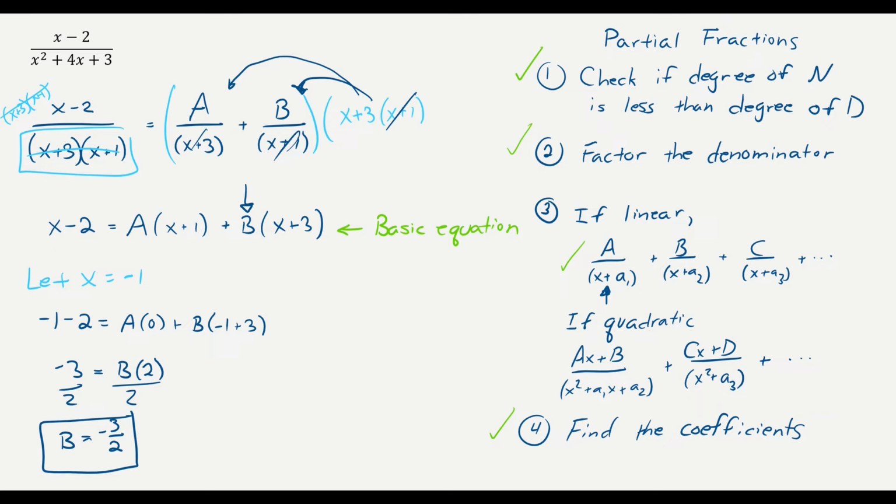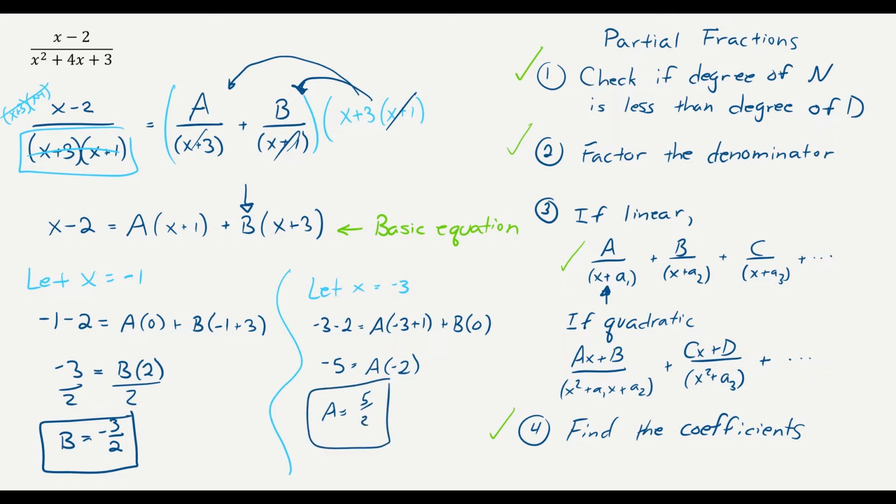Now I go through a second time, and I let x equal a different number, this time to help me solve for a. Well, if I let x equal -3, I think you can see what happens. I now have -3 minus 2 equals a times -3 plus 1 plus b times 0. So the b is eliminated, giving me -5 equals a times -2. Divide by -2, and I have a equals 5 halves. Okay, so I found my two coefficients.